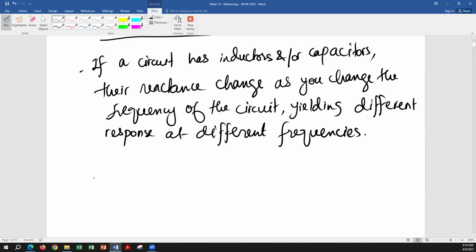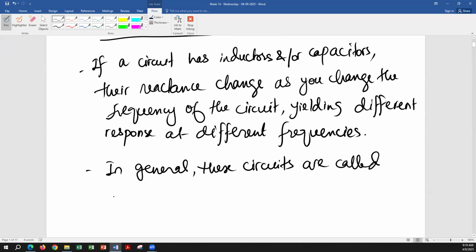So these circuits are called in general filters. What are filters? Filters are circuits that give different response at different frequencies. Now, that doesn't mean that every circuit that gives different response at different frequencies is intended to be a filter.